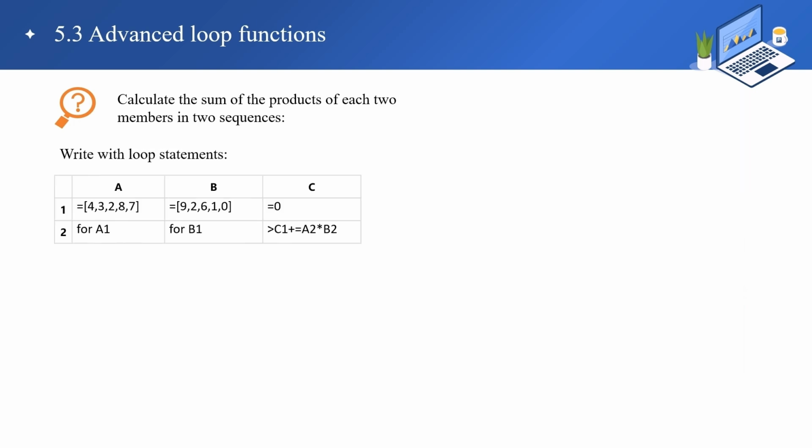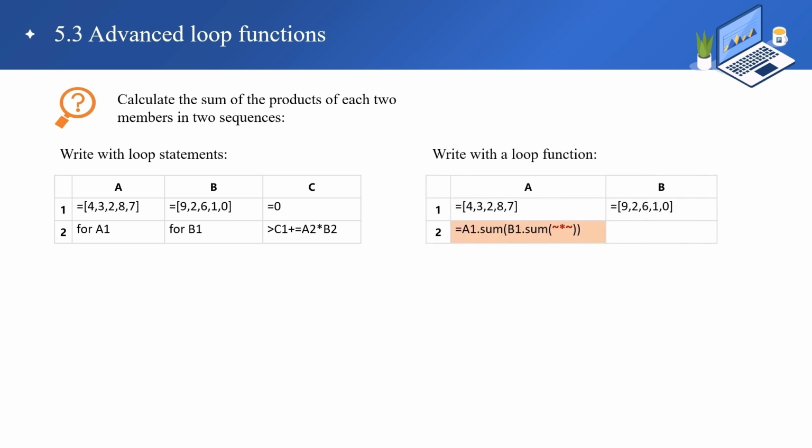Similar to loop statements, loop functions may be nested in multiple layers. For example, we calculate the sum of the products of each two members in two sequences. It's not hard to write with loop statements. But if we write with a loop function, there will be an obstacle. This writing is obviously wrong.